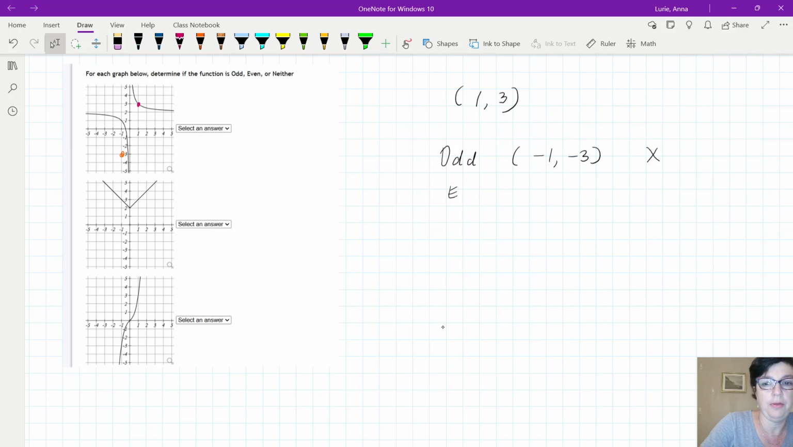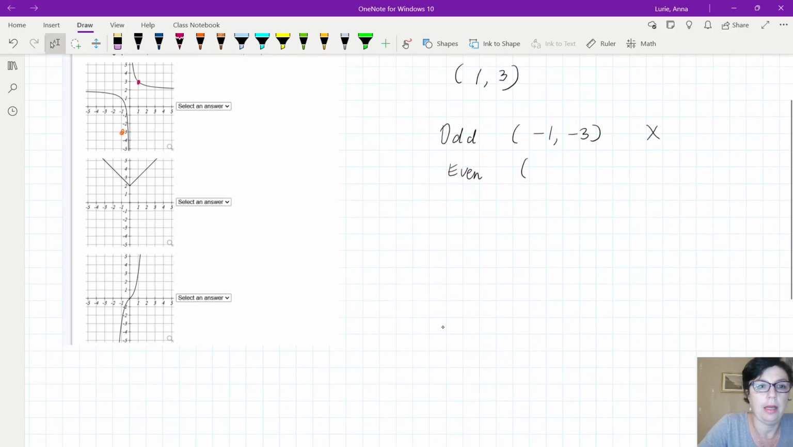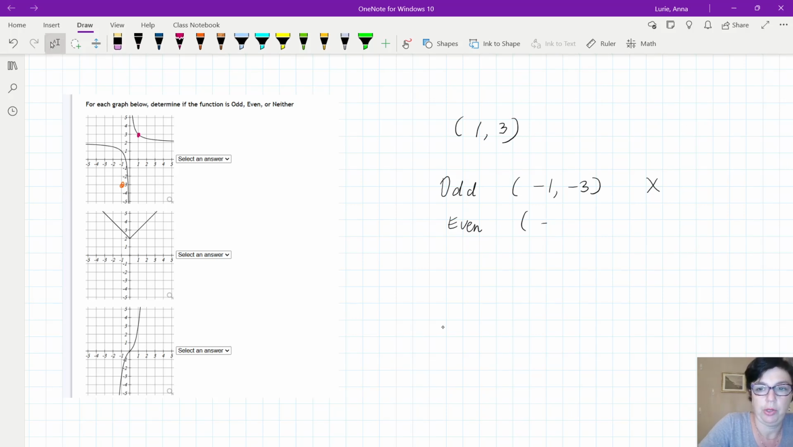Now, if it's even, then whichever point we take, if you switch the x value, so from 1 to -1, then the y value should stay the same. So -1, 3 should also be on the graph. So how about -1, 3? Is that on the graph? No, it's not. So that means this is neither even nor odd, right? So this would be neither.